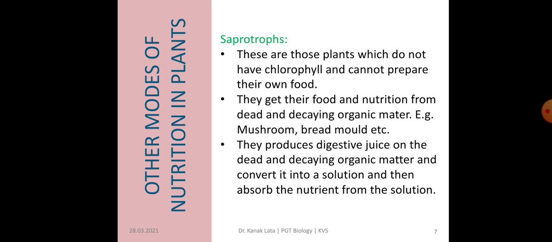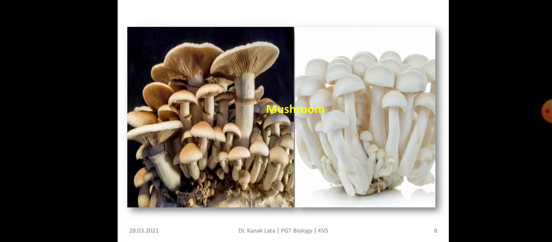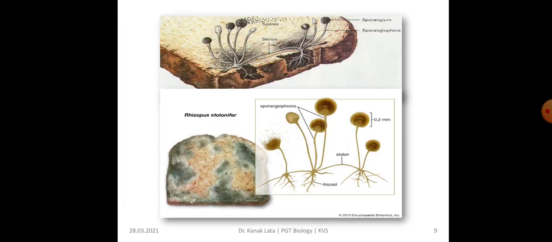So mushroom and bread mold get their nutrition from dead and decaying organic matter, and this organic matter consists of dead and decaying parts of plants and animals. They produce some digestive juices on the dead and decaying organic matter and convert it into a solution, and again they absorb the nutrients from the solution. Here you can see the mushroom. This is a saprotroph. Here it is the bread mold. It is also a saprotroph.